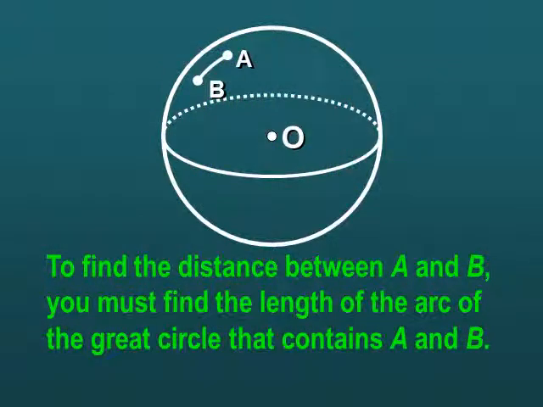So let's talk about traveling on the surface of the Earth. It's always helpful to find the shortest distance, which is a straight line, but on a sphere there aren't any straight lines. So there are only arcs. So we need to find the distance between A and B. You have to find the length of the arc of the great circle that contains A and B.